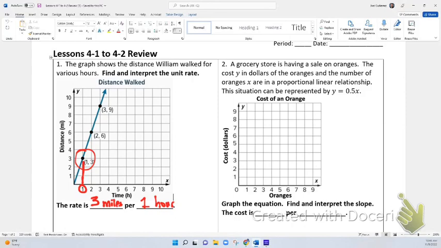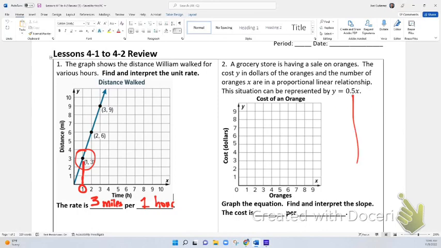Okay? When I go to number 2, it says a grocery store is having a sale on oranges, one of my favorite fruits. The cost is in Y, so it's on the Y-axis, and it's in dollars. The number of oranges is on the X-axis, okay? And they are in a proportional linear relationship. So it doesn't matter how many oranges you buy, it will still be the same rate every single time. It says the situation can be represented by the equation Y equals 0.5x, and to graph the equation.